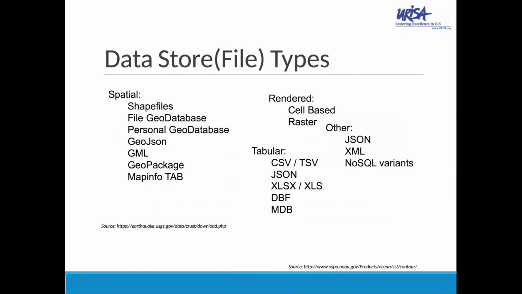Data store types, we should all be familiar with things like shapefiles, file geodatabases, personal geodatabases. So just to talk about the spatial, you should know which ones are the least compact, which ones are the most compact. You should know what types of data can be put into each of them, what types of data can't. You should know where data gets lost and how hard it is to retrieve data from, or expensive it is to retrieve data from different formats.